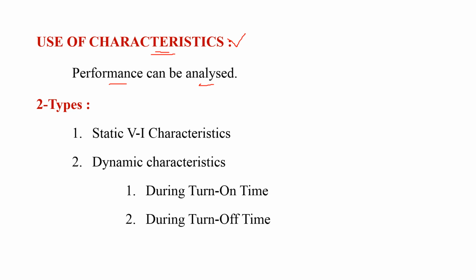The SCR characteristics can be classified into two types. Those are static VI characteristics and dynamic characteristics. Again, dynamic characteristics can be classified into two types. That is dynamic characteristics during turn on time of SCR and dynamic characteristics during turn off time of SCR. Now we are going to discuss what's the difference between static and dynamic characteristics and what are the different types of characteristics during turn on period and turn off period of SCR.